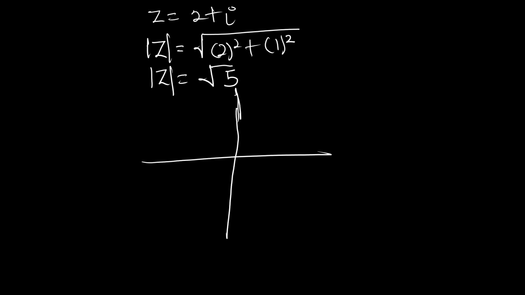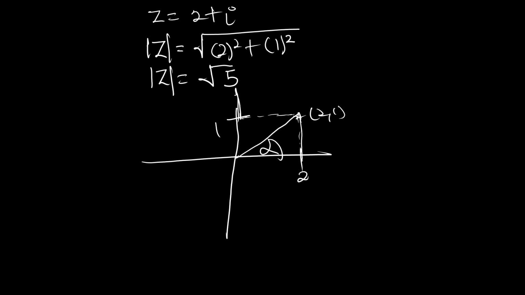Okay, so we have positive, positive. So it will lie in the first quadrant. So here is 2, here is 1. We're going to have something like this. So 2, 1. We have this here. This is going to be alpha.